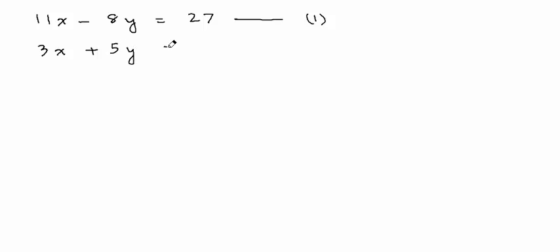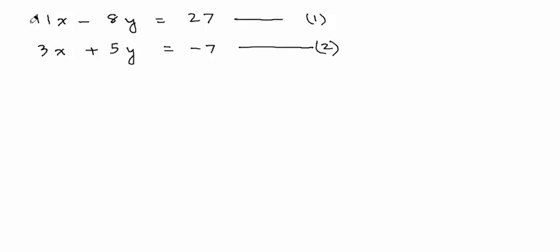How about another one? Let's say we have 11x minus 8y is equal to 27. Let's call that equation number 1. And then we have 3x plus 5y is equal to negative 7. Let's call that equation number 2. You are free to choose your own equation and whichever variable you feel like and solve it in terms of the other.